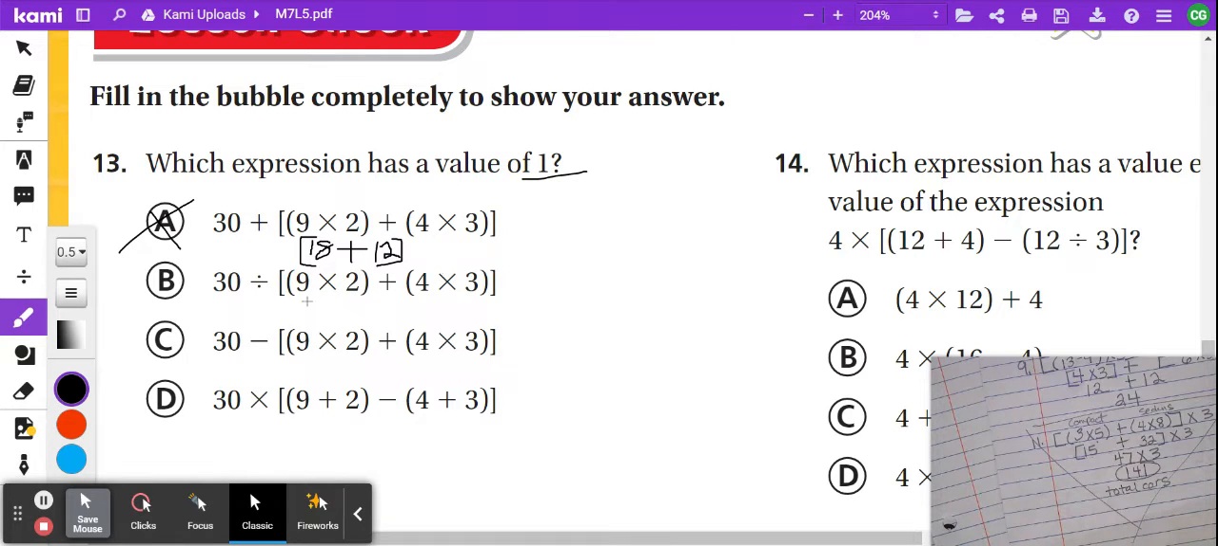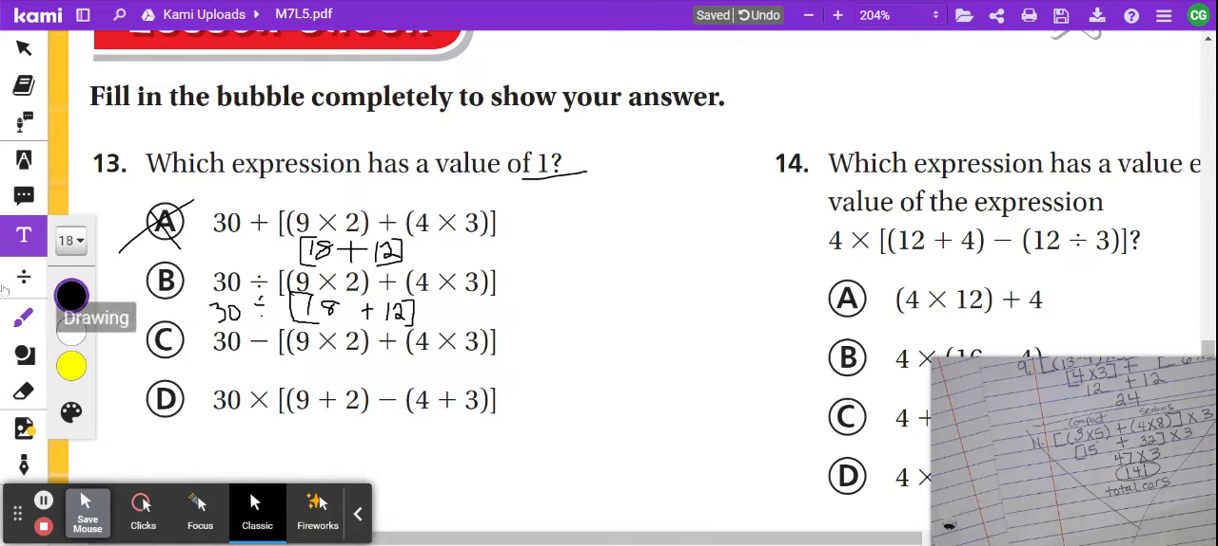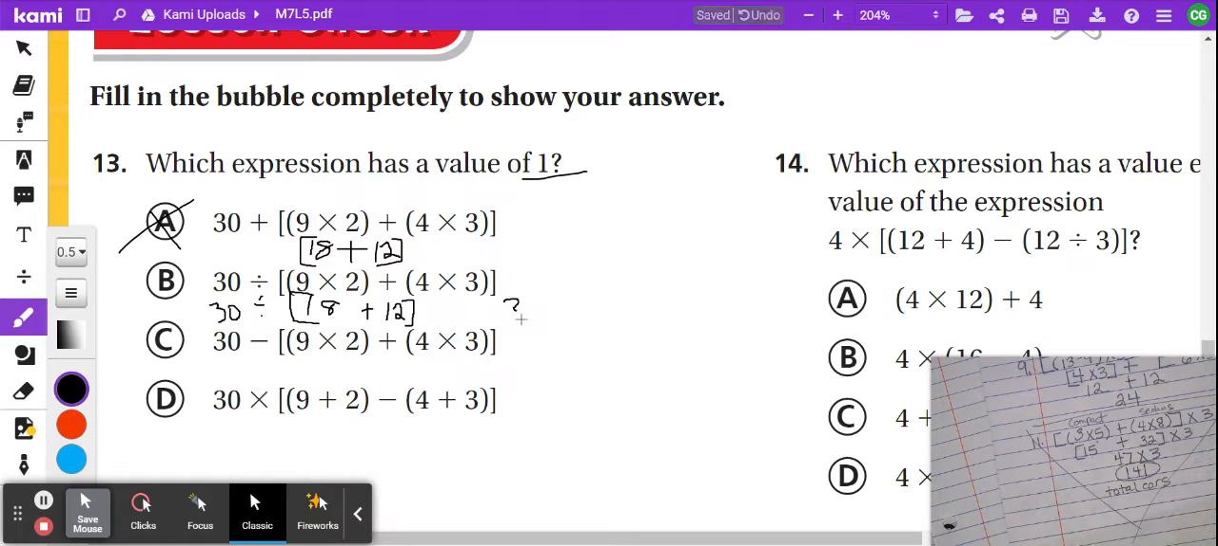Let's go to B. 9 times 2 equals 18, plus 4 times 3 equals 12. This is going to be bracket, divided by 30. What is 18 plus 12? Very good. So then this will be 30. That was a mess up right there. I'm going to go ahead and write it. So this will be 30 divided by 30. So how many groups of 30 can go into 30? Yes, only one time. So the answer here is going to be B.